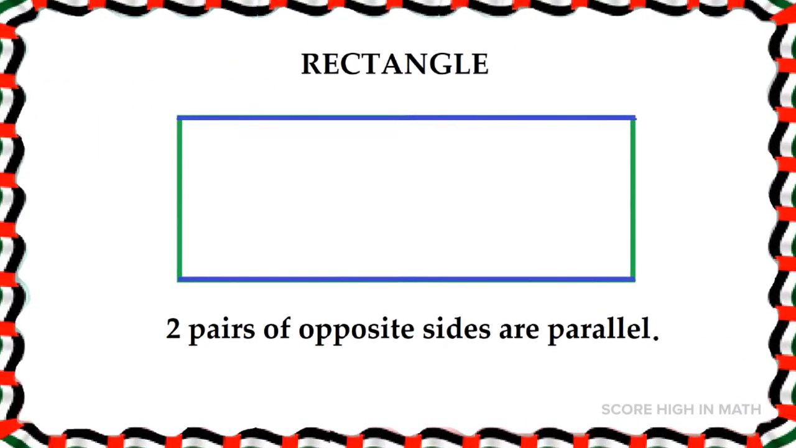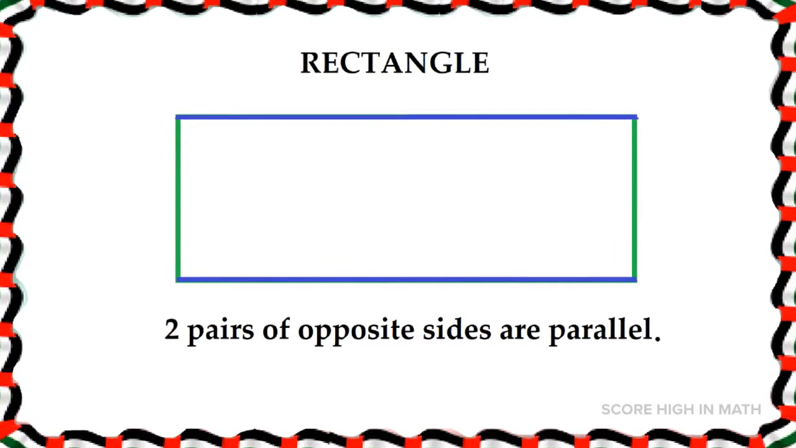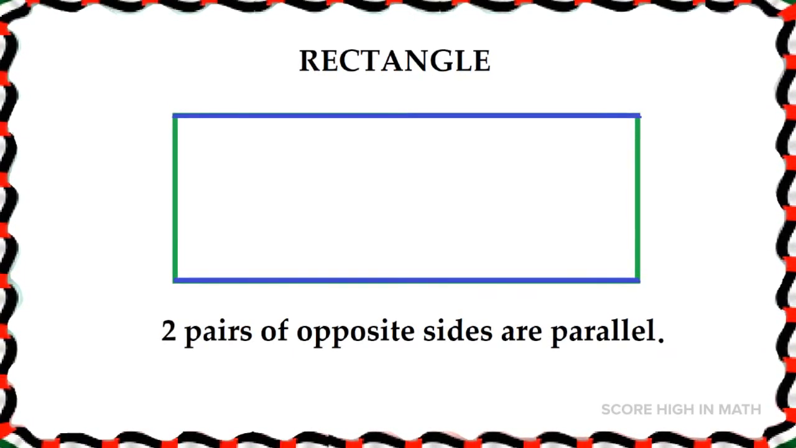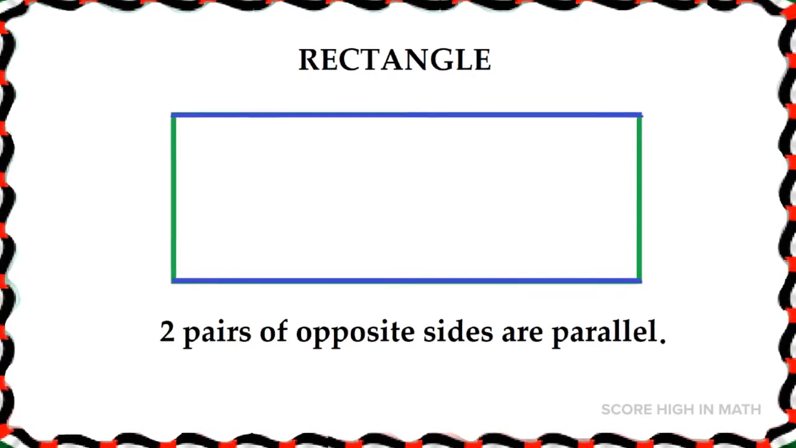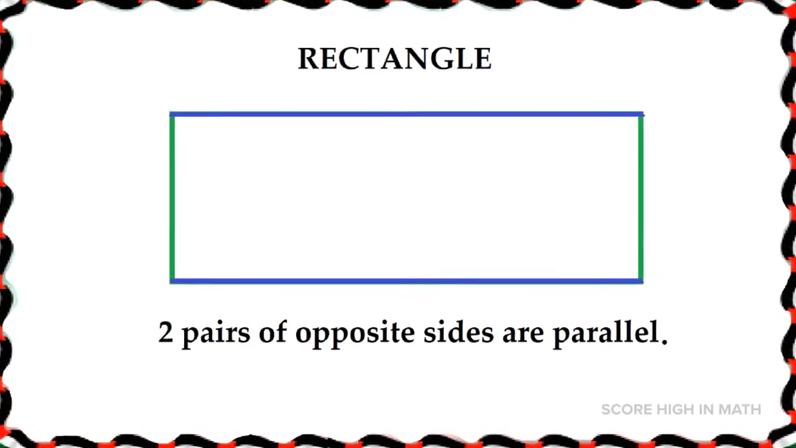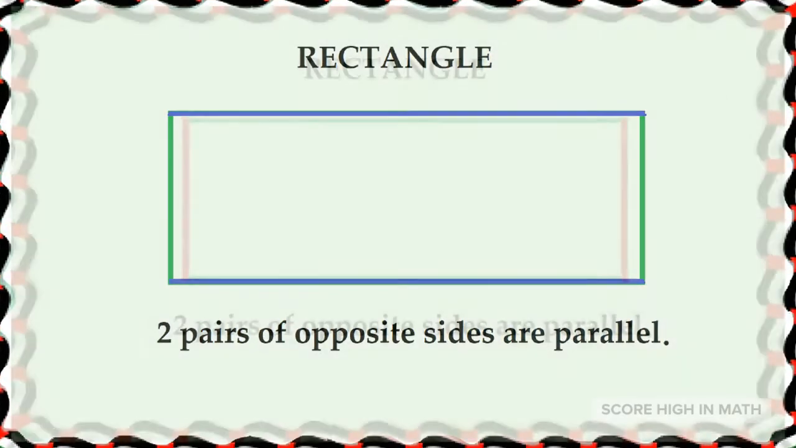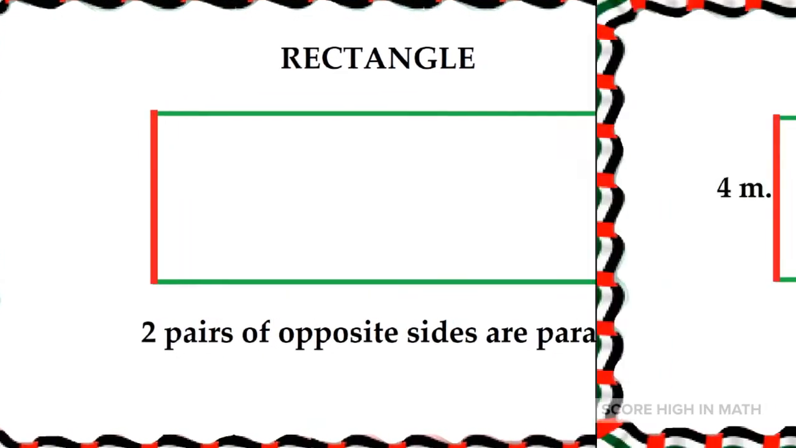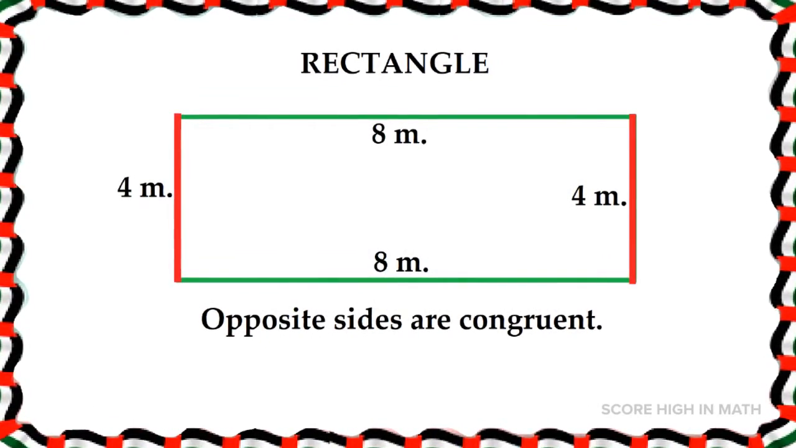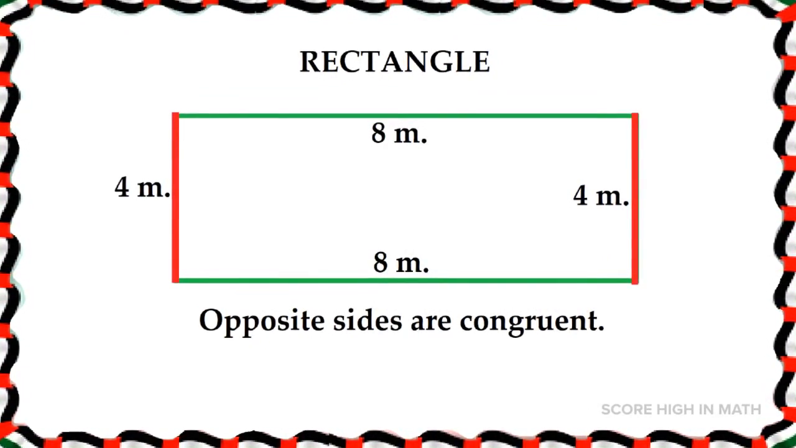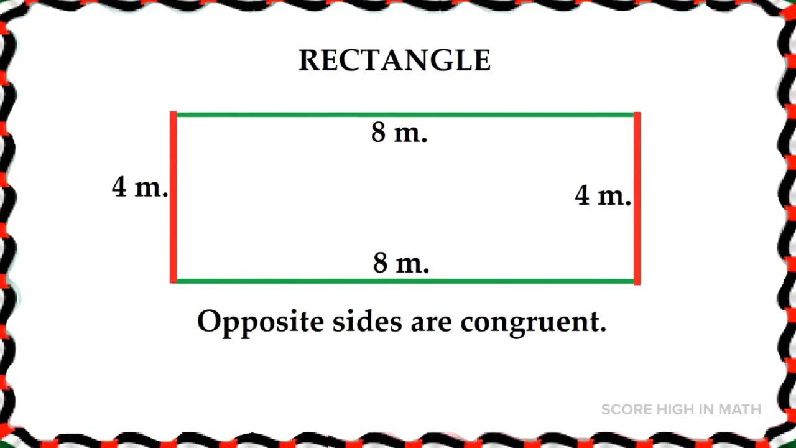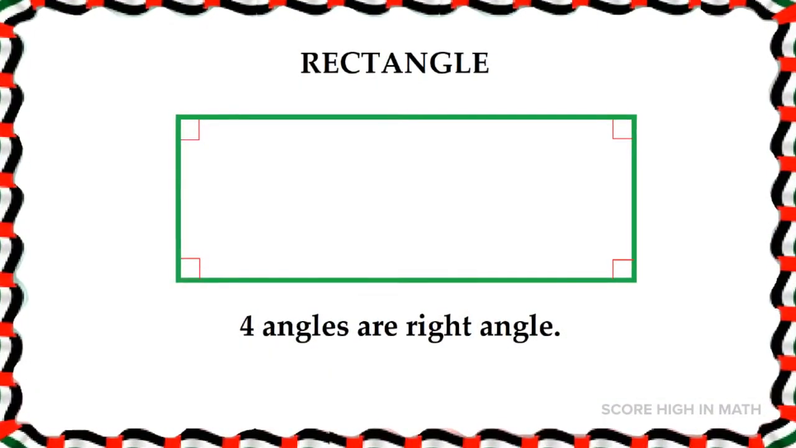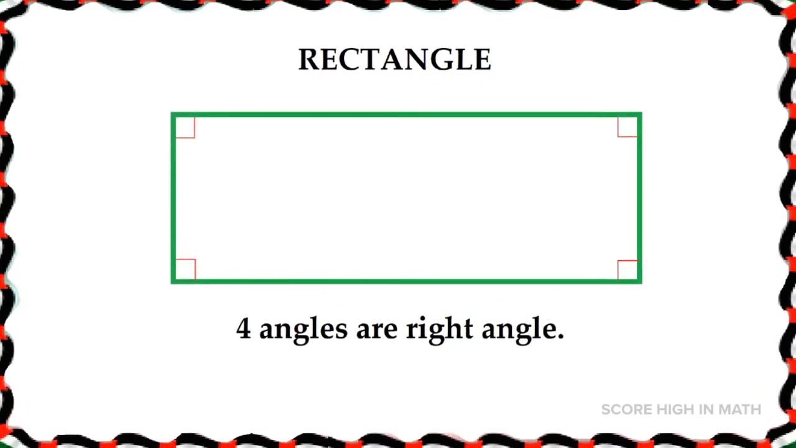Now let us move to a rectangle. You can see that two pairs of opposite sides are parallel. I colored the top and the bottom blue. They are parallel. The left side and the right side, I colored it green, and they are also parallel. You can clearly see that two pairs of opposite sides of a rectangle are parallel. Opposite sides are also congruent. You can see that the green lines are both 8 meters and the red lines are both 4 meters. So, opposite sides are congruent. The four angles of a rectangle are all right angles.